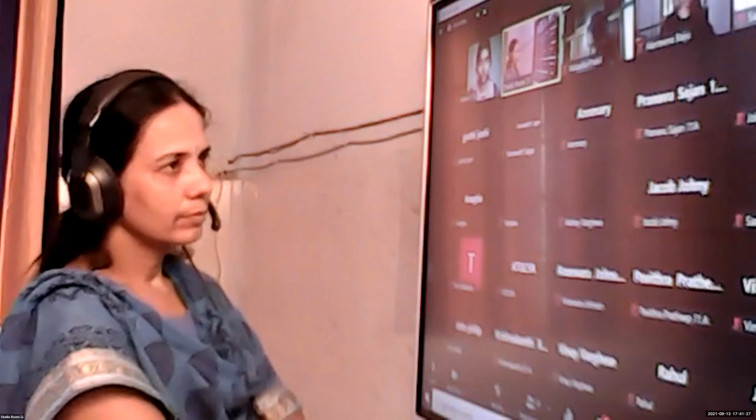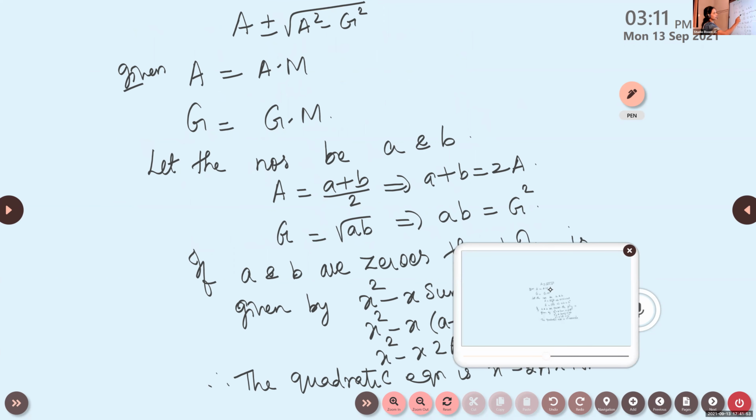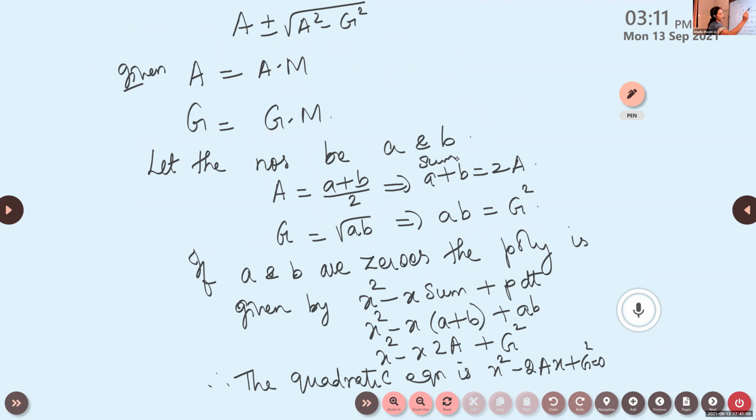John Philip: Ma'am, arithmetic mean is the sum of the zeros? Arithmetic mean does not mean the sum of the zeros. It is given that A is the arithmetic mean of the numbers. So how will you find the arithmetic mean? (a plus b) by 2. So from there we write a plus b is twice A, twice the arithmetic mean. From here, you find the sum. Sum will be same as 2A. And what about the product of the zeros? G is root ab, so the product will be G square. Is it okay, John Philip?